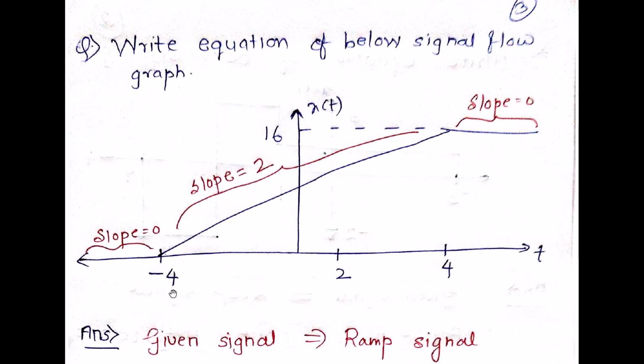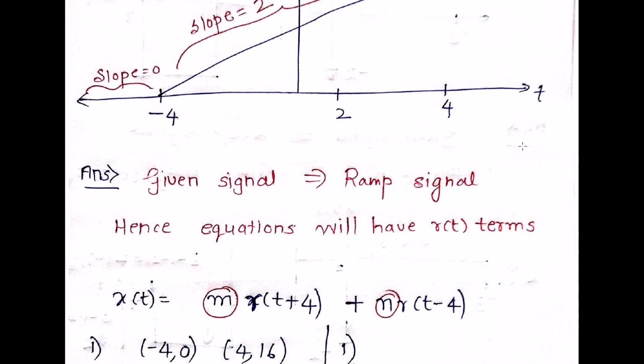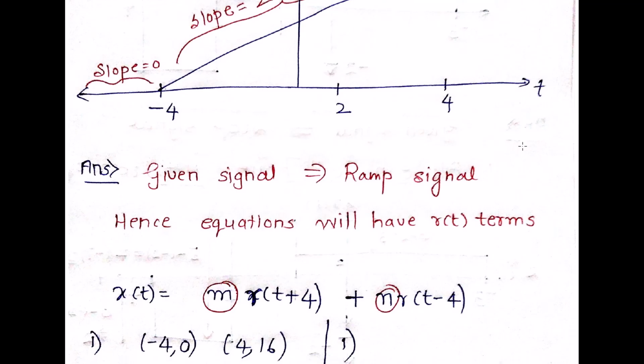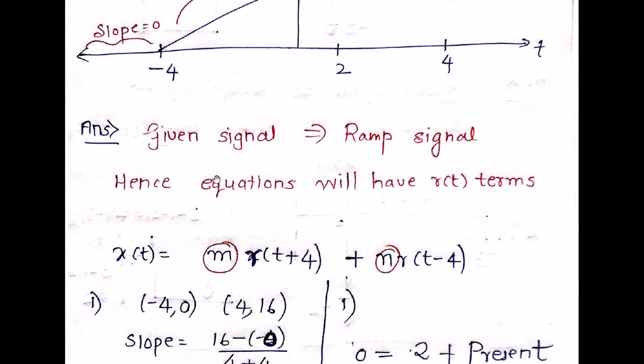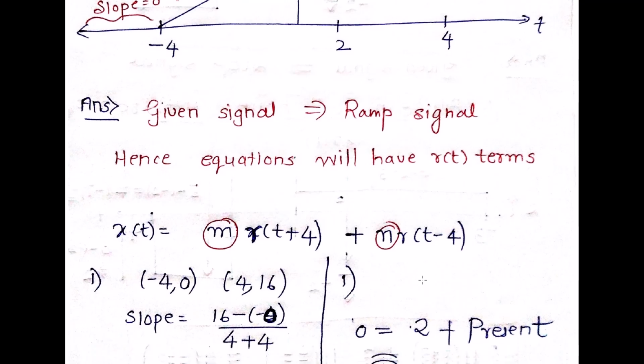So again you have to find out the points at which the slope is changing. In case of the step function, the amplitude was changing. Here you have the slope which is changing. So at minus 4 you have the slope changing, and at plus 4 again you have a change in the slope. As it is a ramp signal, we are going to have r of t plus 4 for t is equal to minus 4, and r of t minus 4 for t is equal to 4. So to find out the m and n values, what is going to be the coefficient of this particular ramp signal?